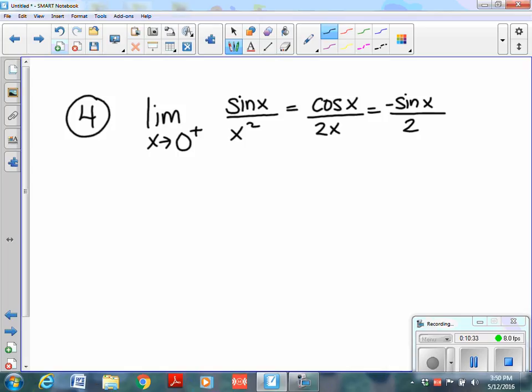As x is approaching 0 from the right, I'm just going to graph it to see what it looks like. So just give me 2 minutes to graph this. I'm going to graph the cosine of x first, divided by 2x. I don't know why I'm graphing this one, but graph it.